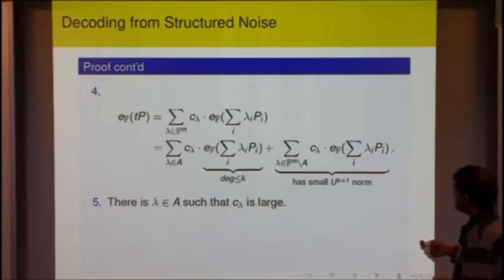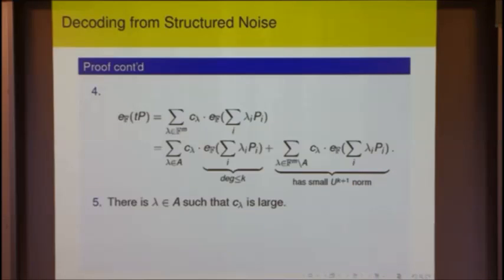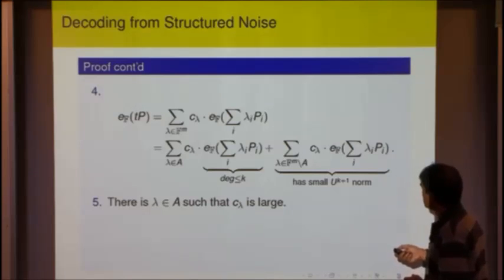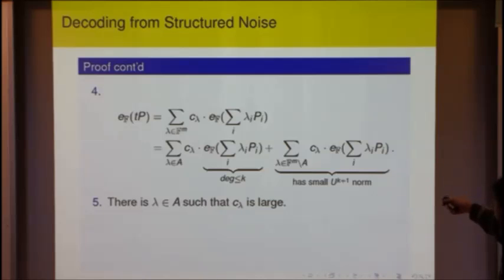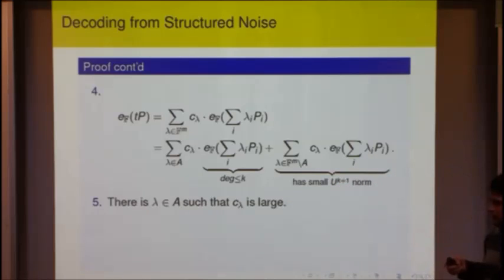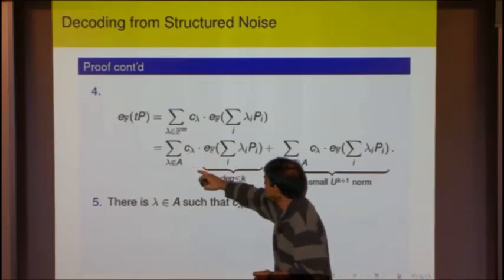So again we have degree at most k, and this part has small U^{k+1} norm. The small U^{k+1} norm is immediate. Once you get this, then you can use near orthogonality to show that there has to be some lambda such that C_lambda is large, and C_lambda lies in this part.